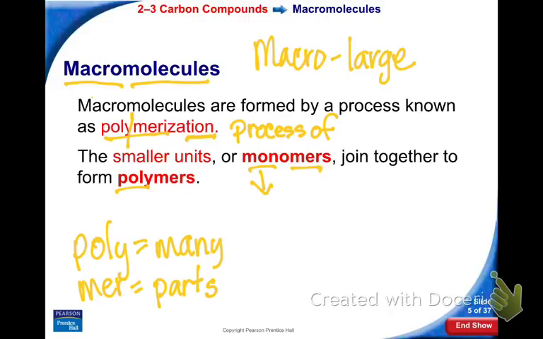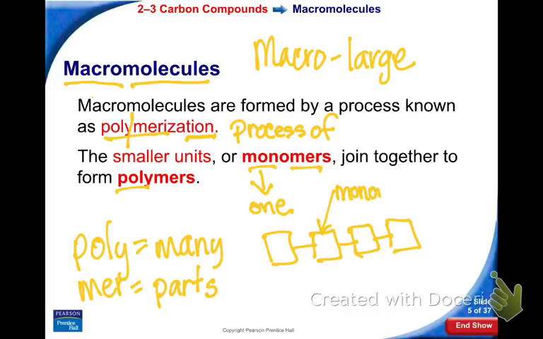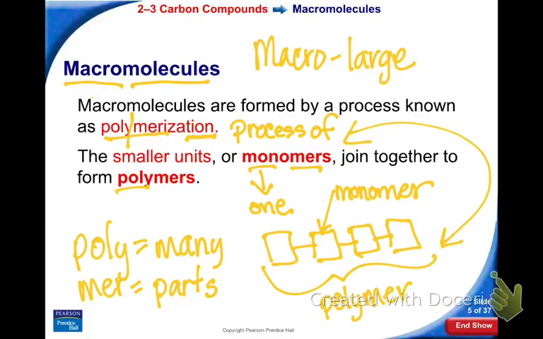What does mono mean? One. So monomer means one part. You take one part and connect it to another single part, connect it to another single part, connect it to another single part. Each one of these represents the monomer, and this whole thing is called the polymer, many parts. And the process of what I just showed you, connecting the single parts together, is the process of polymerization.